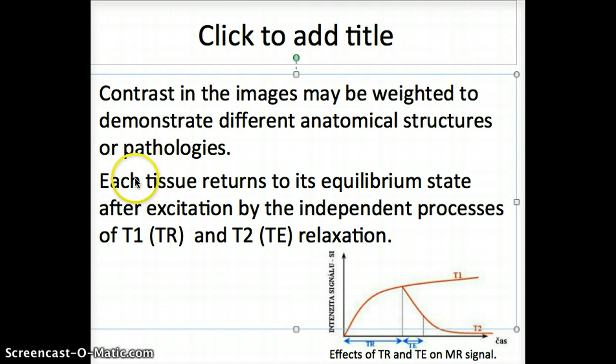Moving on. As you can see here, each tissue returns to its equilibrium state after excitation by independent processes of T1 (TR) and T2 (TE) relaxation. To create a T1 weighted image, we wait for different amounts of magnetization to recover before measuring the MR signal by changing the repetition time, aka TR.